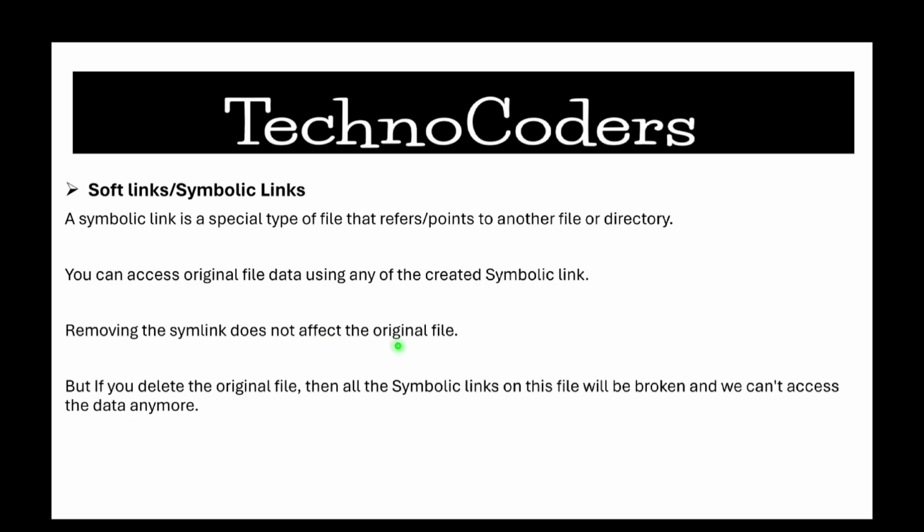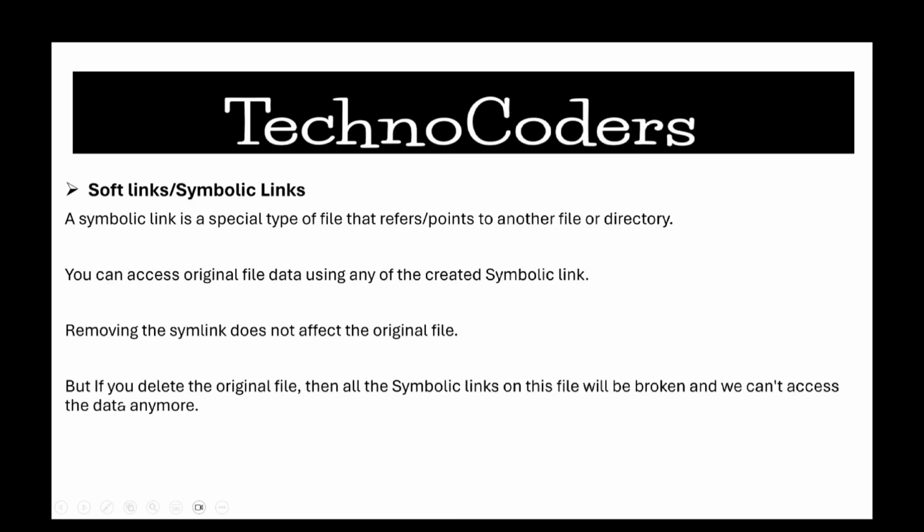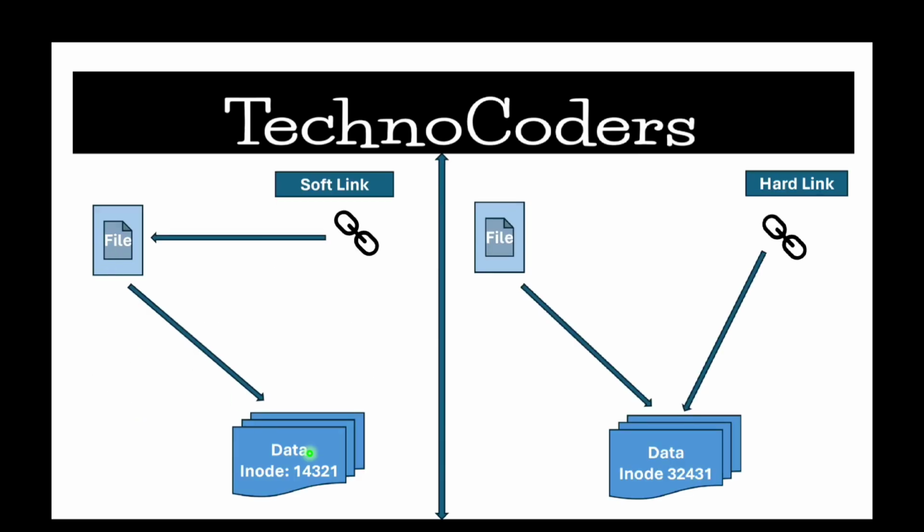Removing the symbolic link does not affect the original file. So if I remove this symbolic link, this file is still intact, because this file is pointing to the data. But if you delete the original file, then all symbolic links to it will be broken and we can't access the file anymore. If I delete this soft link file, there is no impact on the file. But if I delete the file, this link will be broken. And there is a command to find broken links. We will see it next in the example.